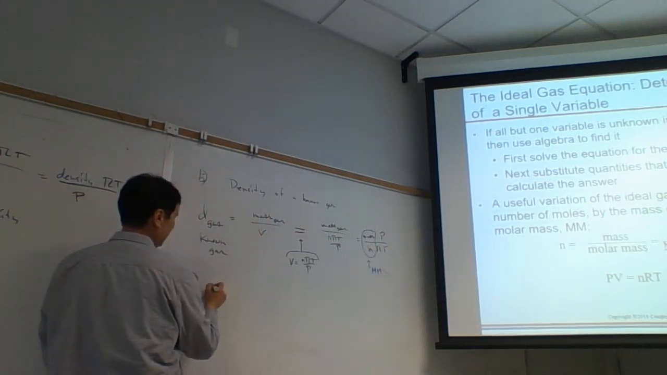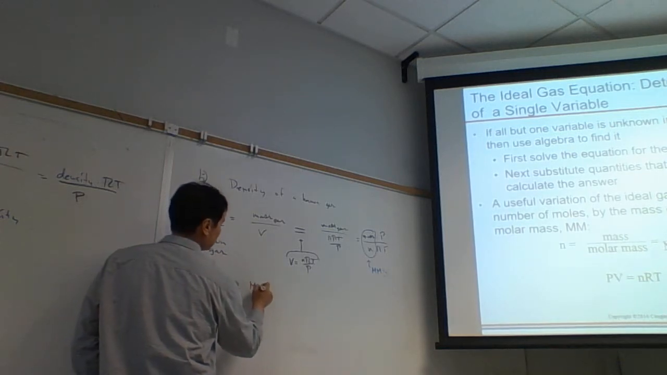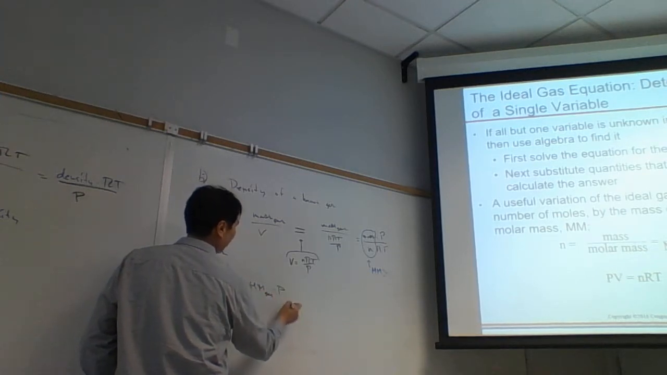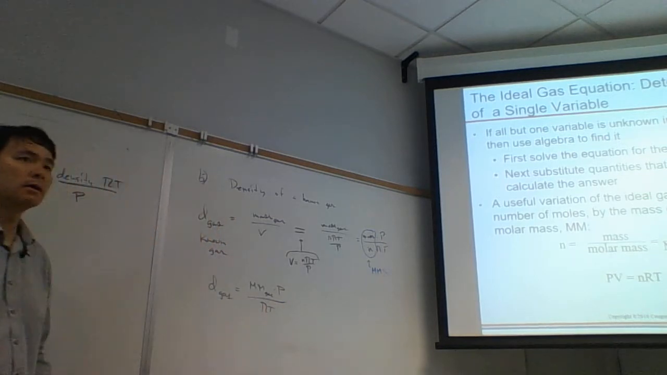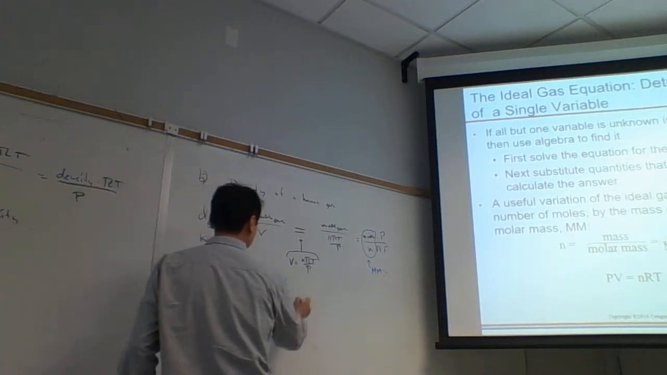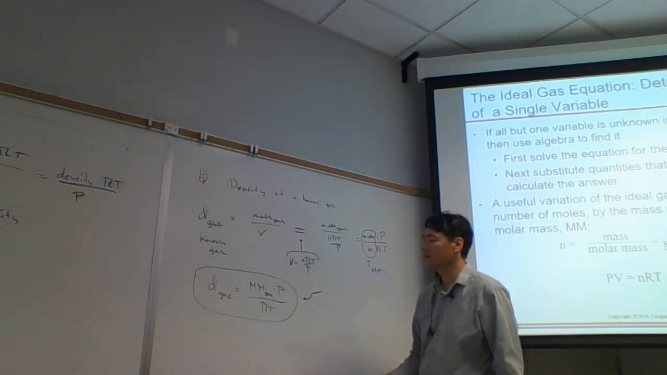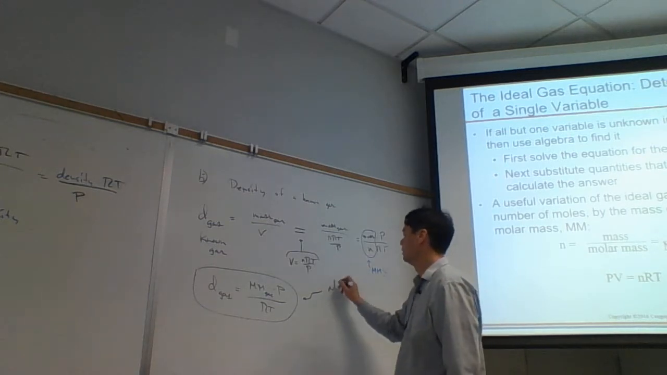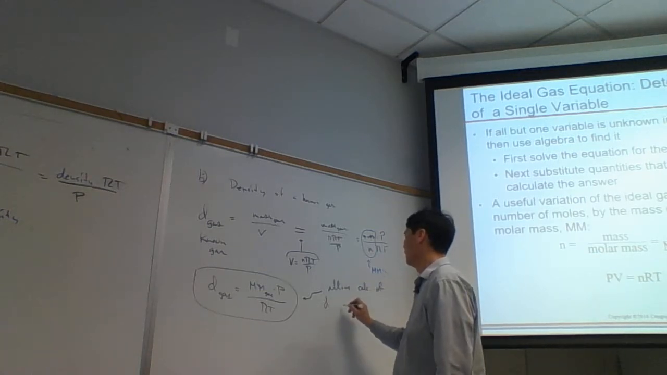And so this is it. We have the density of the gas is equal to the molar mass of the gas times P divided by RT. So what this equation allows us to do is calculate the density of any gas at any pressure and temperature, as long as we know what it is. It allows the calculation of density at any T and P.